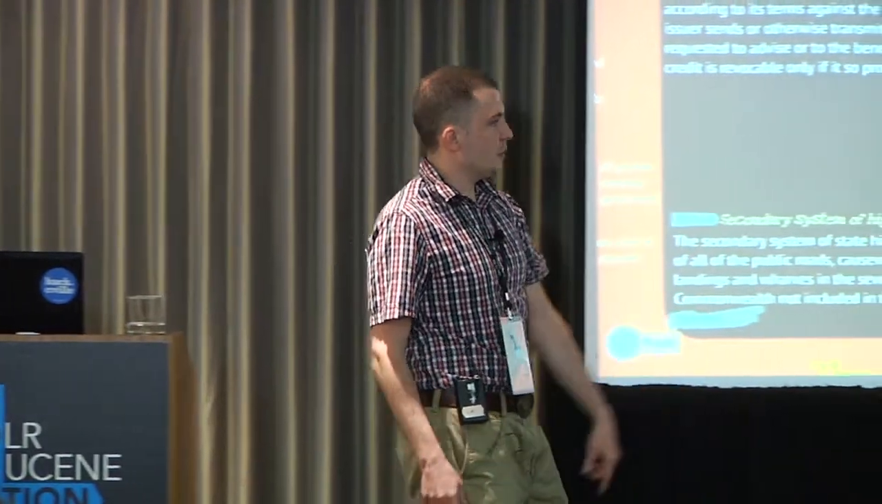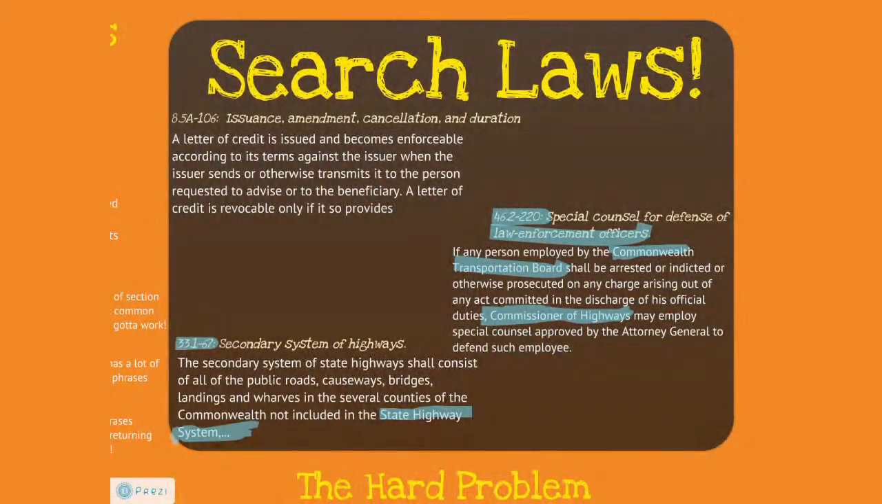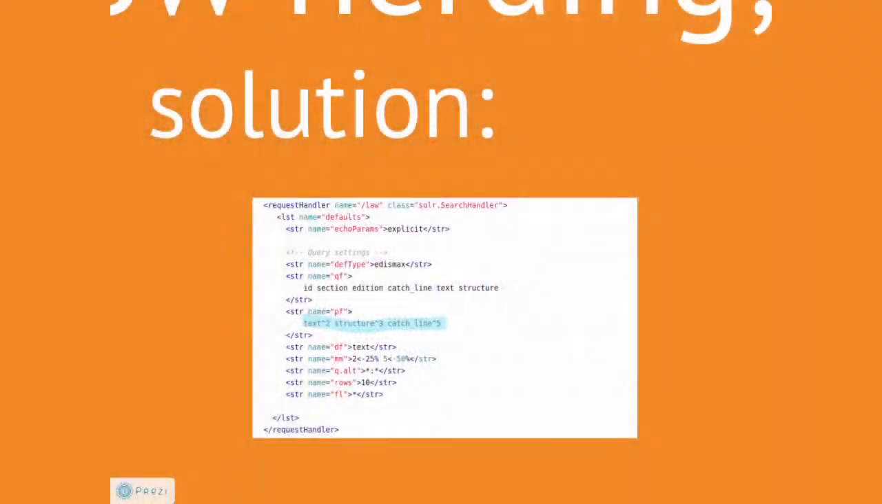Second class of searches is phrases. Phrases are very important in the law. You can see just looking at this corpus: Commonwealth Transportation Board, Commissioner of Highways. There are a lot of key phrases that people use in legal search and legal terminology. So this was not a hard thing to solve. Of course, Solr provides a pf option, so we just made sure that our text fields were set up as phrase fields.